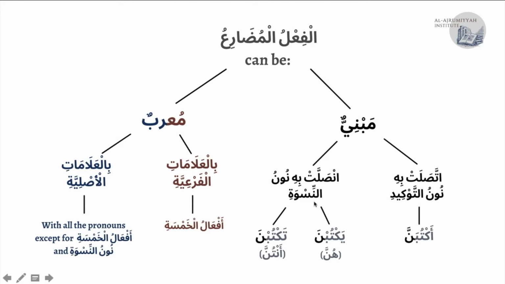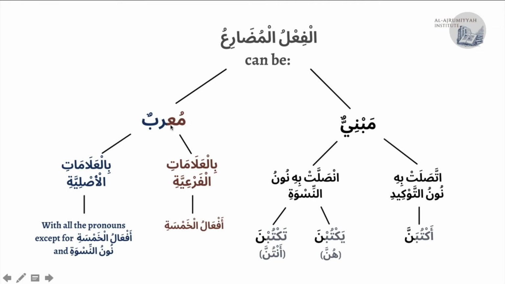It's the noon of femininity, and it's to show that the verb is in the feminine, هن, they feminine, or أنتن, you feminine. So that's not really important for us right now. But the important thing for us right now is that the فعل المضارع can be معرب, right? Most of the time it's going to be able to take the signs of إعراب.